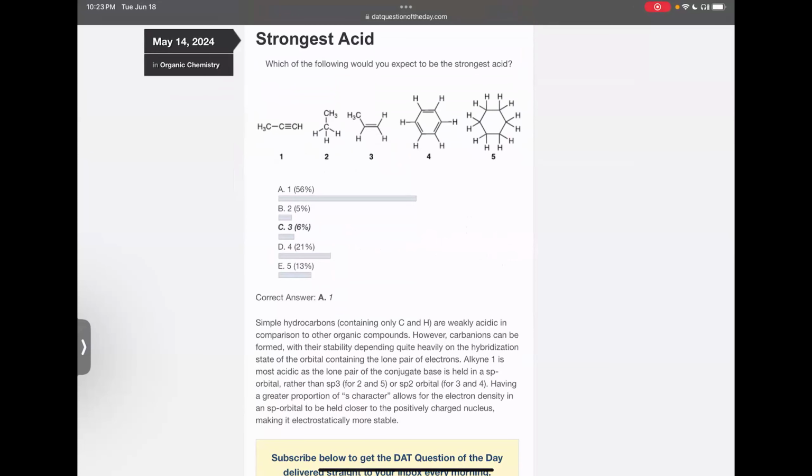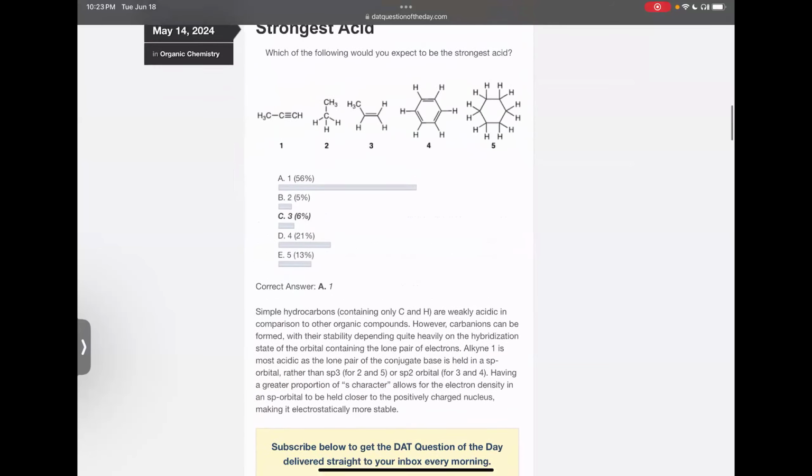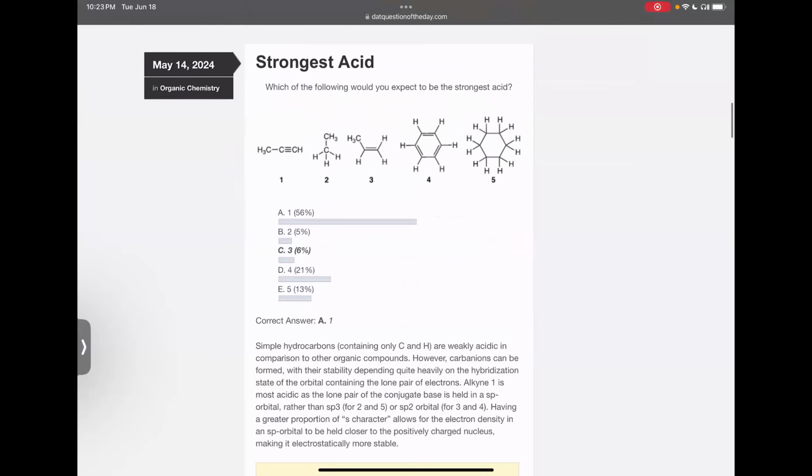Carbanions can be formed with the stability depending quite heavily on the hybridization state of the orbital containing the lone pair of electrons. Alkyne 1 is most acidic as the lone pair of the conjugate base is held in an sp orbital rather than sp3 or sp2. Having a greater proportion of s character, like we talked about, allows the electron density to be held closer to the positively charged nucleus, like we said, making it more electrostatically stable.